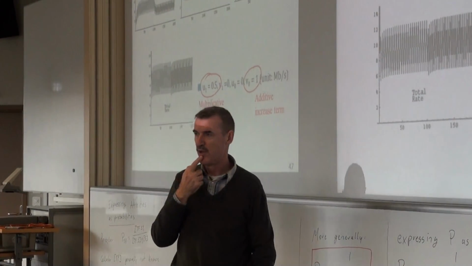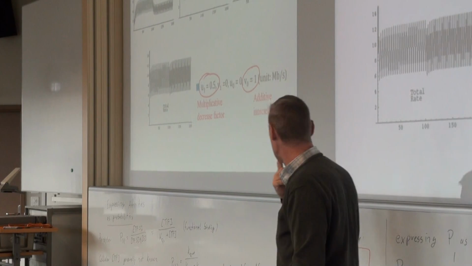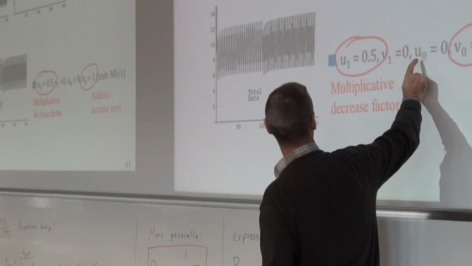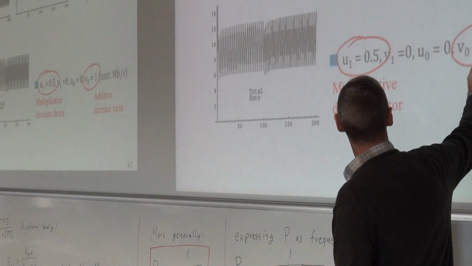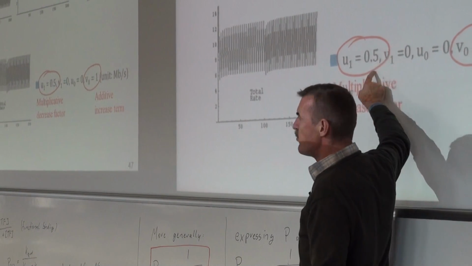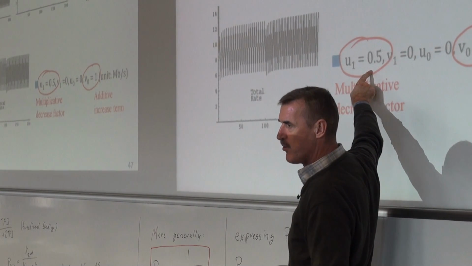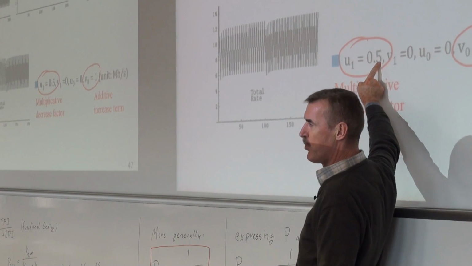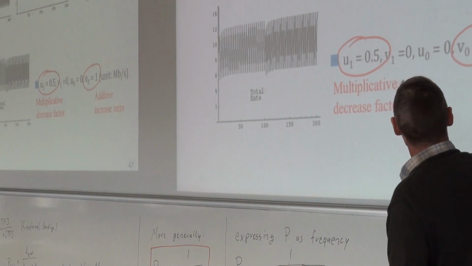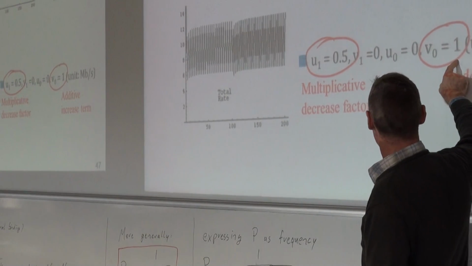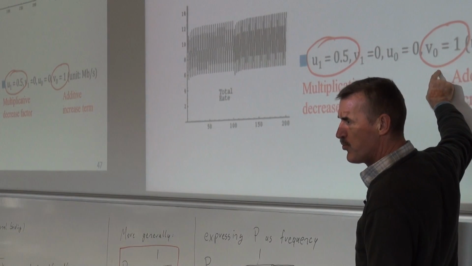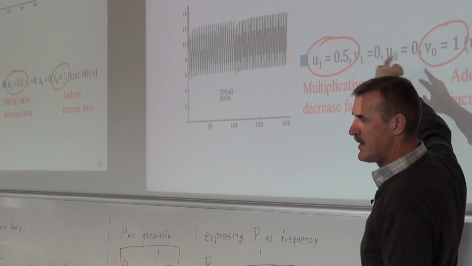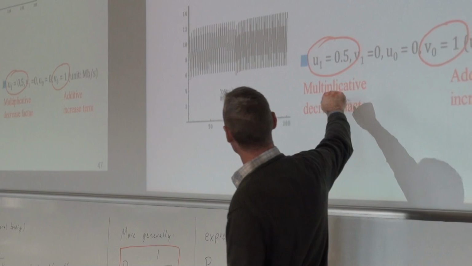Here is an example of a simulation of a scheme like this with u1 equals 0.5, v1 equals 0, u0 equals 1, v0 equals 1. That means when I receive negative feedback, I divide the rate by 50%. New rate becomes 0.5 times old rate. When I receive positive feedback, I increase the rate by 1. New rate becomes old rate plus 1. This is additive increase, multiplicative decrease.